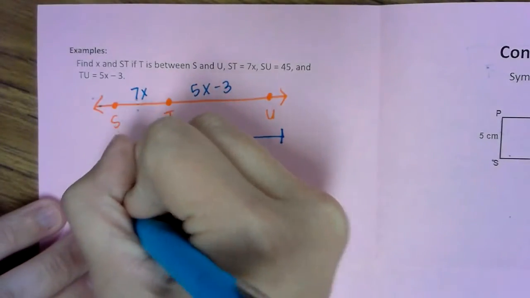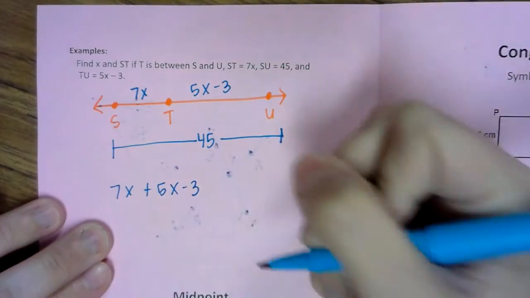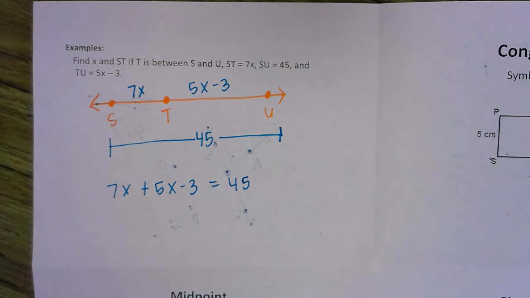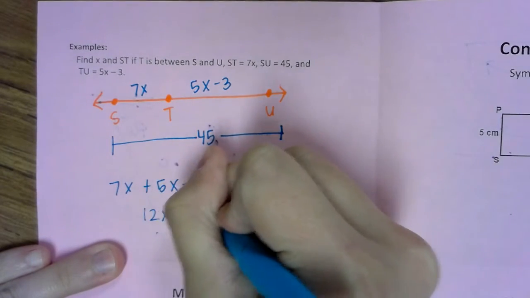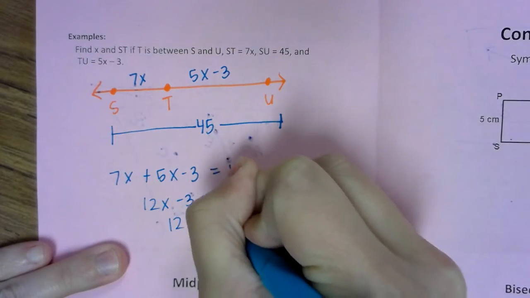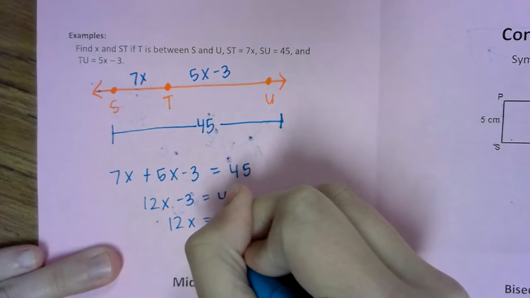I know if I take this one part and add it to my other part, it has to equal the whole thing. I'll let you look at that for just a second. Those two parts, if I add them together, they have to equal the whole thing. Now I just have a simple equation to solve. I know you haven't solved an equation in a while, but I think you can handle this one. So we've got 12x minus 3 equals 45. 12x equals 48. Then my last step, divide by 12, x is 4.